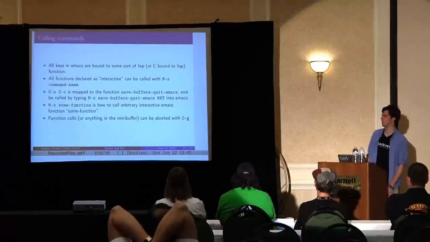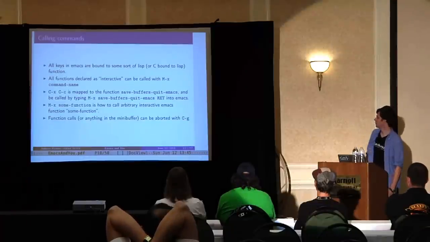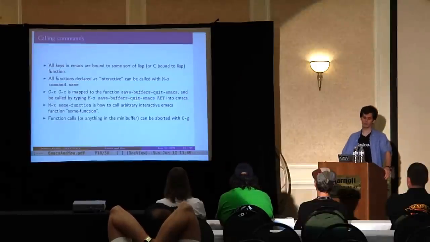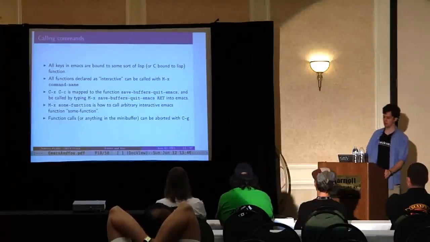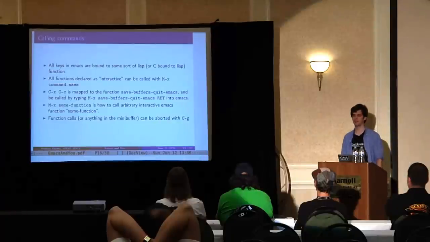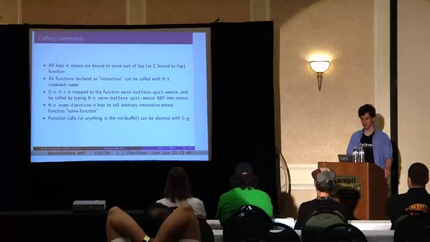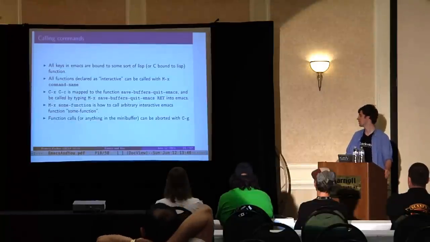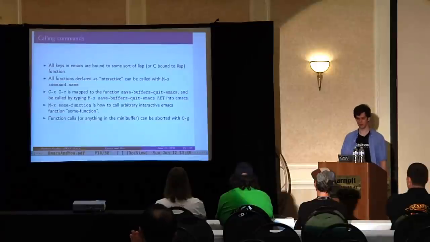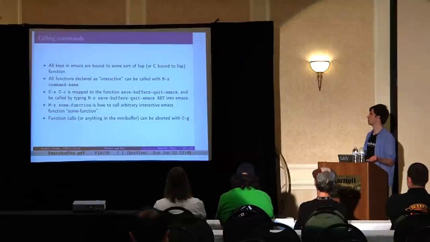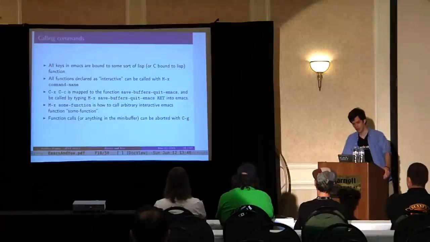That's declared interactive and does all that little fun magic with the windows. Control X, Control C itself is bound to save-buffers-kill-emacs, and if you somehow remember save-buffers-kill-emacs but not Control X, Control C, you can type M-x save-buffers-kill-emacs and press enter, and then you will save and quit Emacs. M-x some-function is just a way to call arbitrary functions.